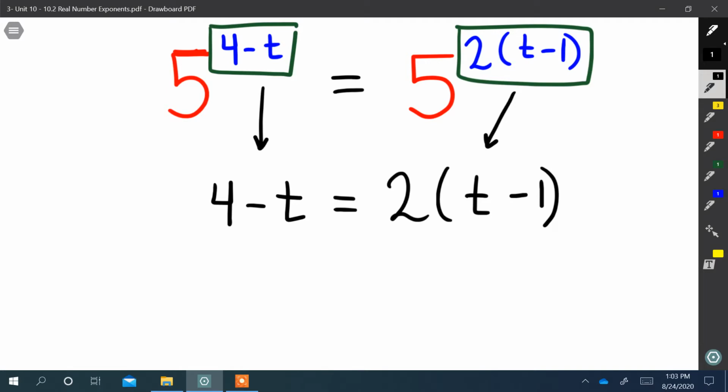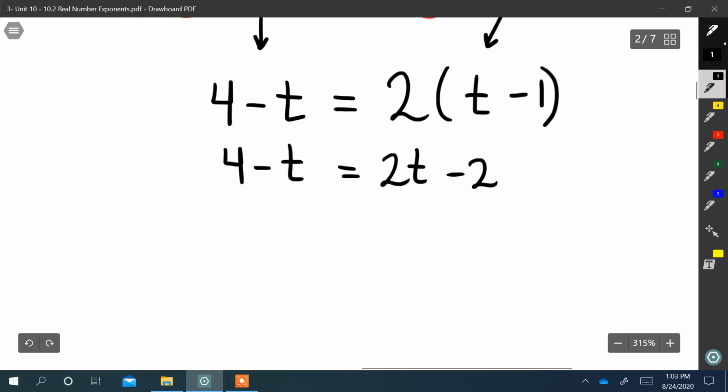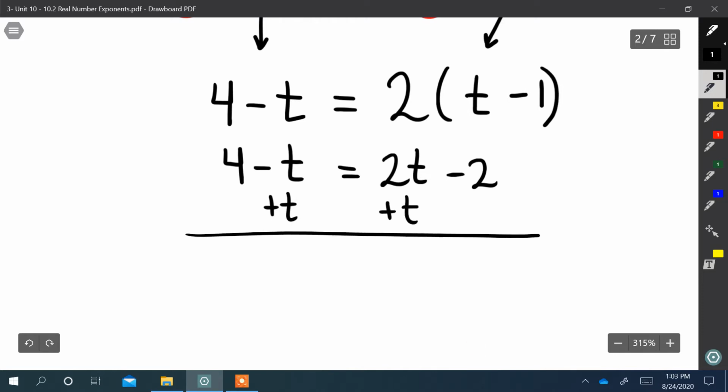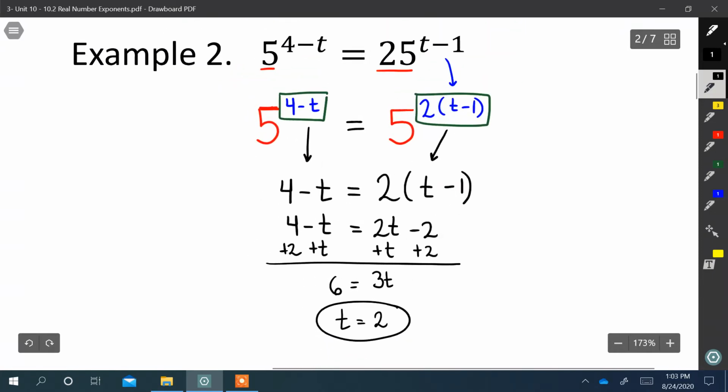Now let's go ahead and distribute that 2, so we get 2t minus 2. Let me add t on both sides. That's going to give me 3t, and let me add 2 on both sides. That's going to give me 6 on this side. That means when I divide by 3, I get 2 as my final answer. All right, let's go ahead and do another one.